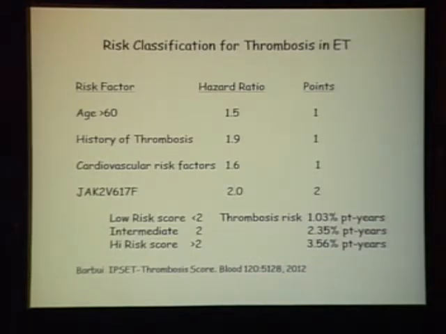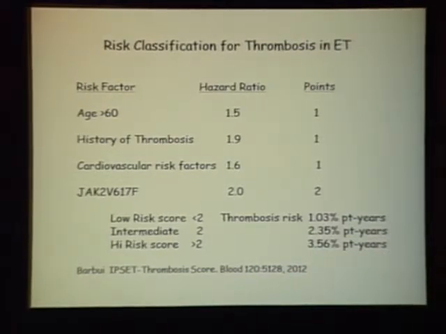This is a score proposed by Dr. Barbui recently to correlate with how risky it is for a patient to have thrombosis. If the score is low, the risk is 1 thrombosis per 100 patient years. If the score is very high, it more than triples. Again, no controlled studies here, too rare a disease.